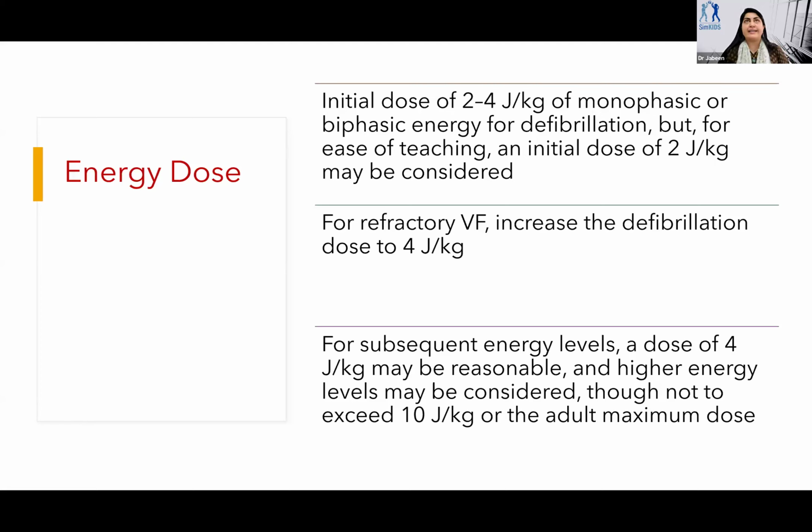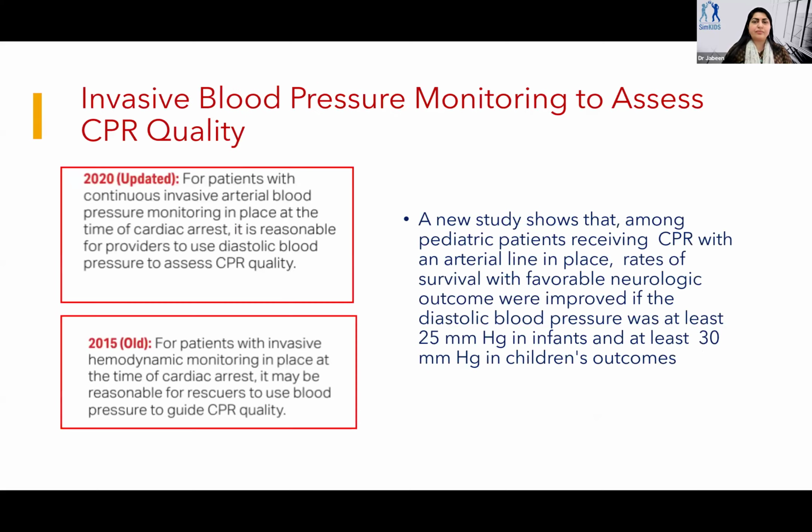The rationale behind it is that increasing the energy of the shock does not make any difference, and it will continue to put a cognitive load on you. You will start looking for other causes like H's and T's and continue the shock energy at 4 joules per kg. And it is institutional preference. If you are using 2 joules and 4 joules versus 2, 4, 6, 8 joules, both are correct practices. As I said again and again, these are institutional preference.